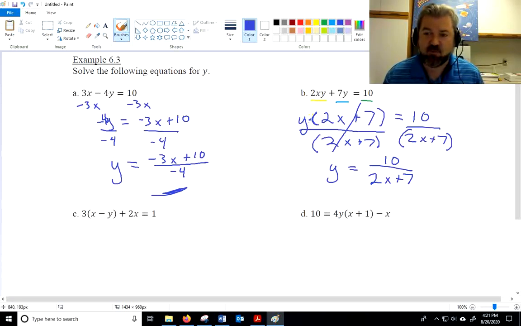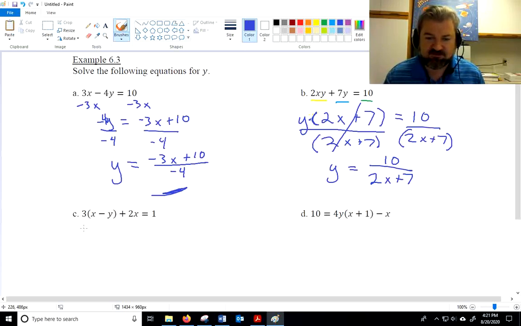If I had y times 2x plus 7 and the 2x plus 7 were not in parentheses, I could not divide both sides by 2x plus 7. Would not work. But because they're in parentheses, I can. So we'll talk a lot about that, but I want you to get that shape in your mind for when you can divide. All right, let's do the next one.